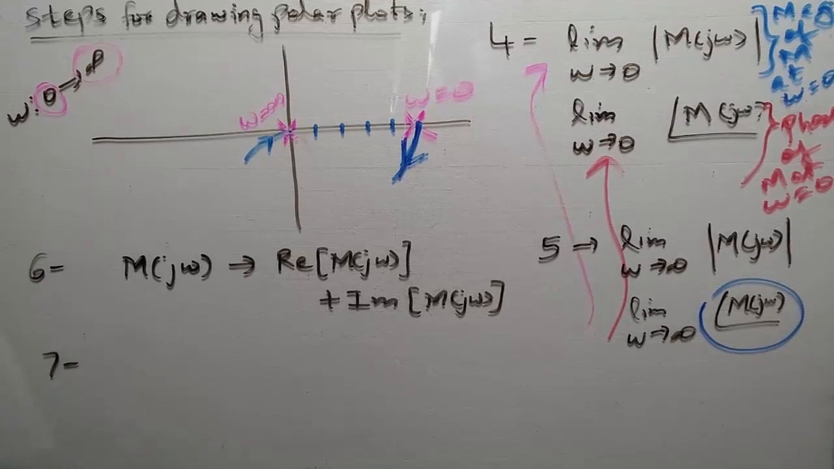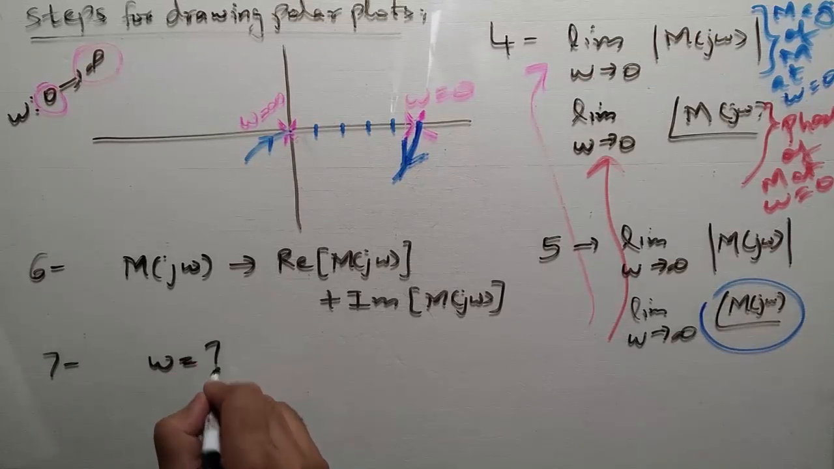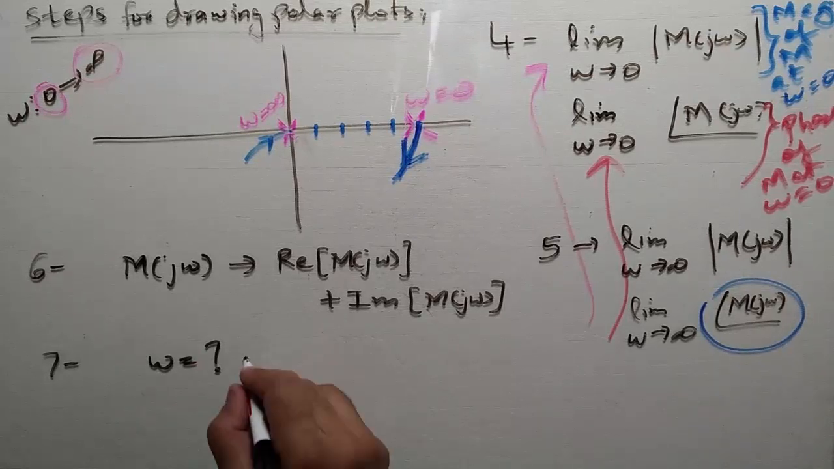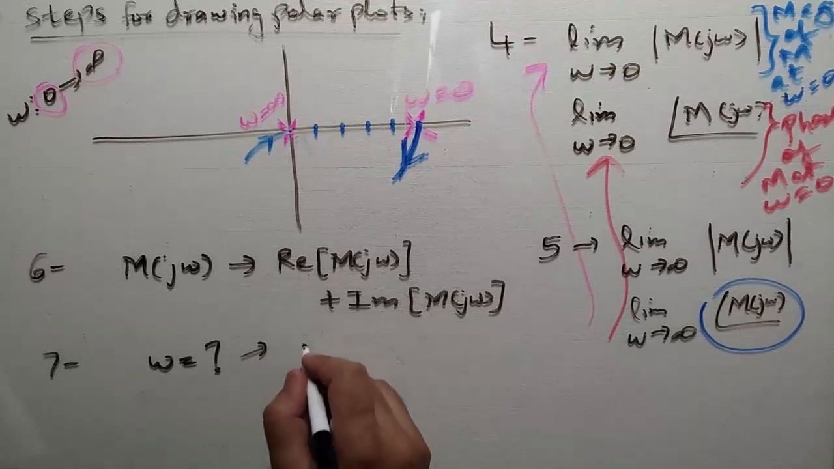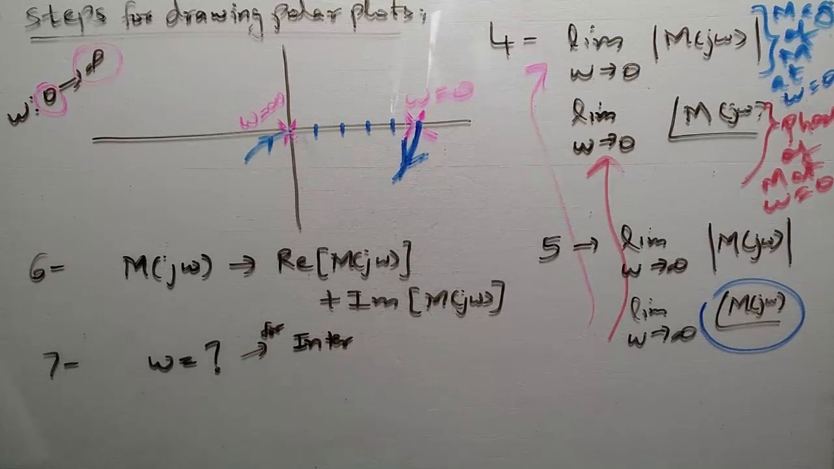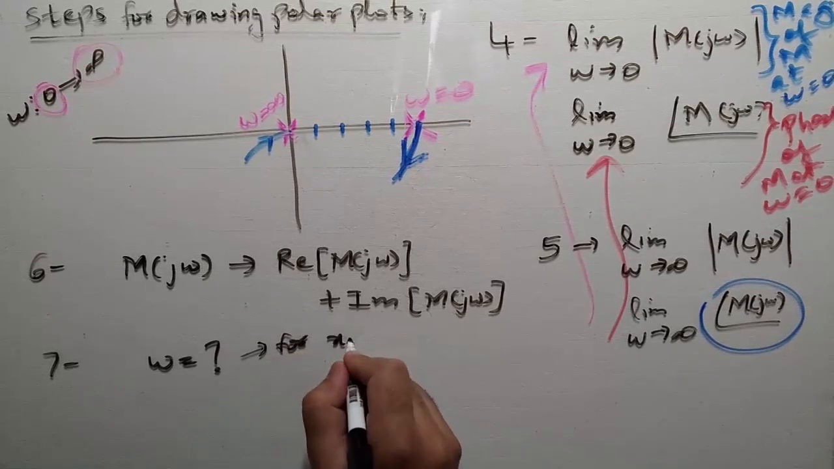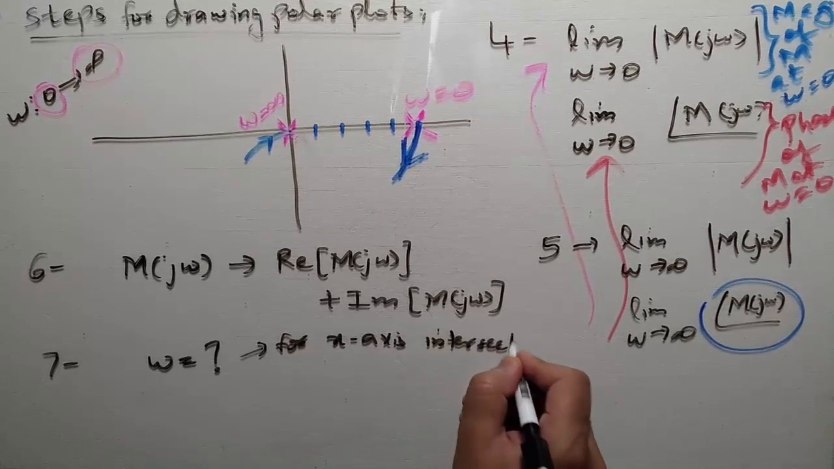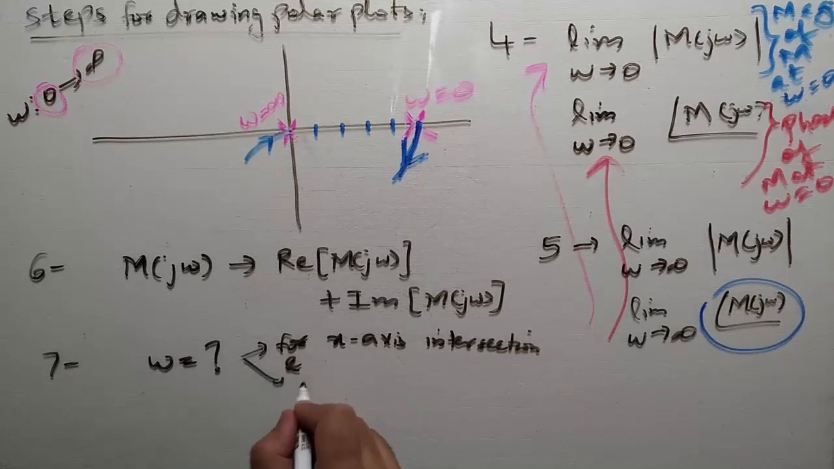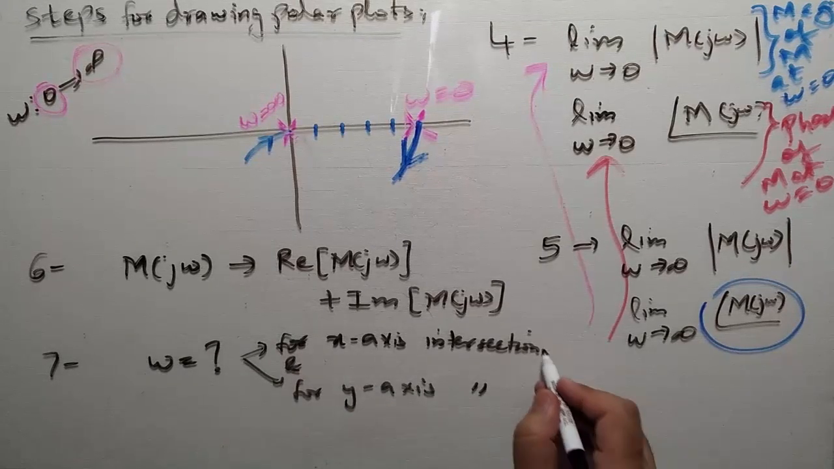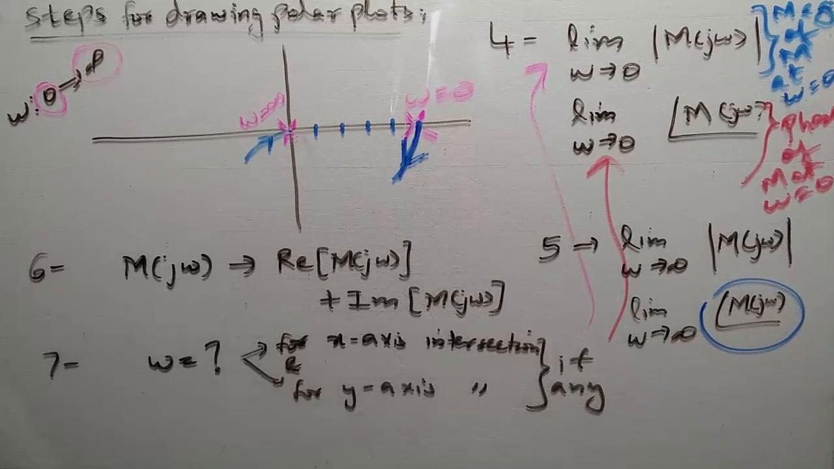The next step is to obtain the frequencies at which the plot intersects the real axis. So I'll be computing the values of omega for which there are intercepts, where the graph intersects the axes. So if there exist intersections with the x-axis and y-axis, then I'll have to compute the value of frequency corresponding to these intersections, and this will be computed by setting the real axis.